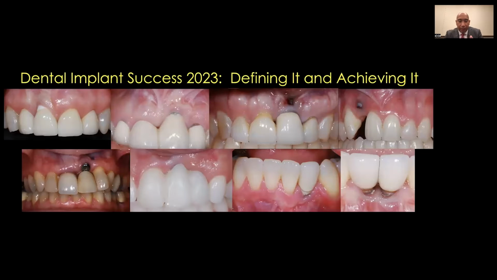One of the common themes when we talk about dental implant conferences these days is dental implant success, defining it and achieving it. So what are the qualities of an implant that make it not only successful, but also last a long time? An argument can be made, with these implants that you see on your screen here, that they've all integrated, they're all surviving, but none of them are a success because they look terrible. The patients aren't happy. They don't look good. They don't look healthy.